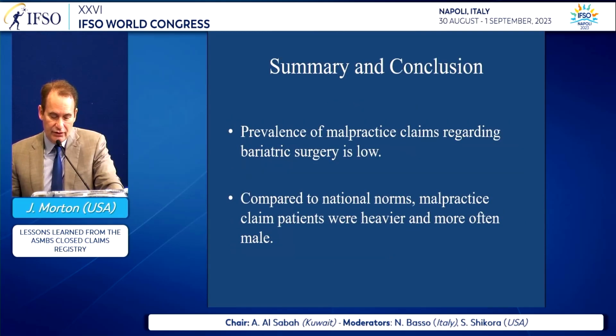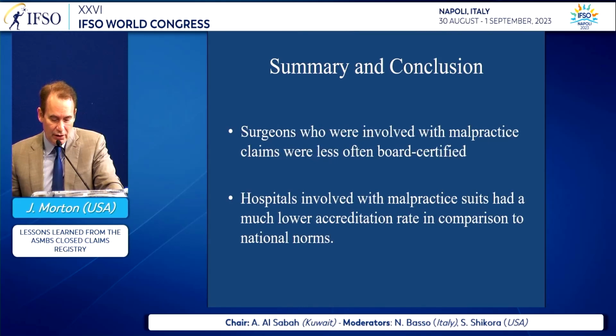In sum, overall, you heard me mention 175 cases. This is out of literally maybe at this point 800,000 cases. So the level of malpractice claims is actually pretty low. If we look at what are risk factors, they were heavier and more often male. Surgeons who had malpractice claims were less often board certified compared to the norm. And I think the big thing for me, I'm a big proponent of accreditation on many different levels, is that the hospitals who had lawsuits had an accreditation rate half of what is national average.